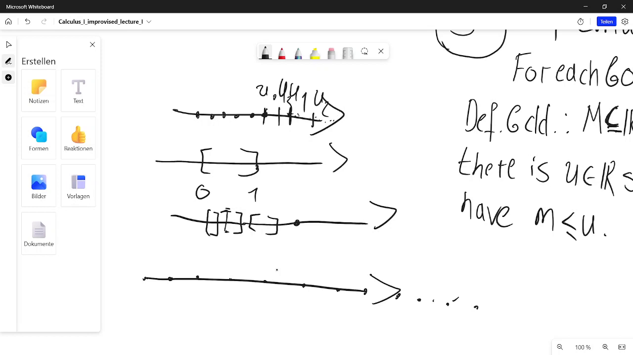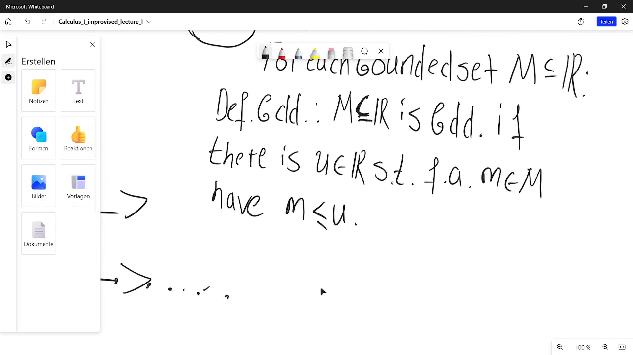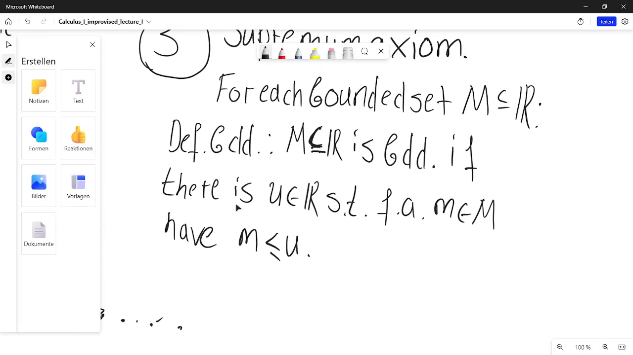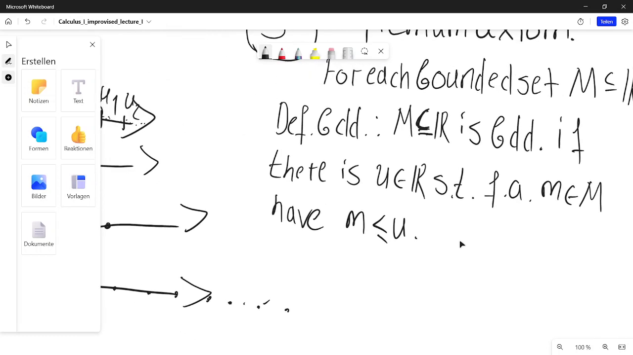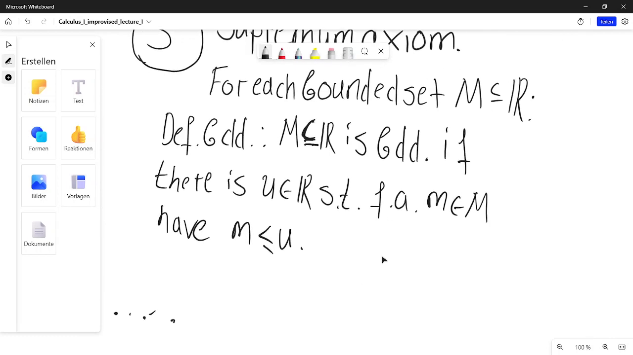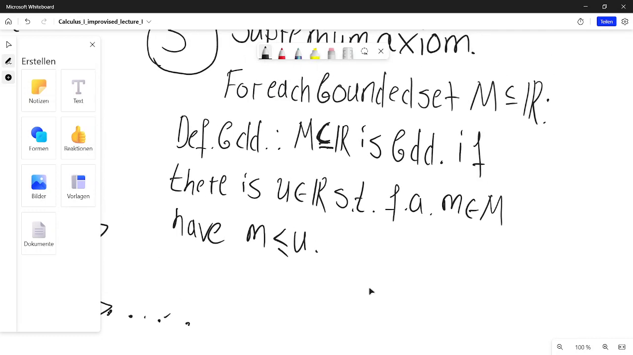This set will be of course unbounded. Okay, so any set at all, and we just say a set is bounded if there is such a thing which is really above it.